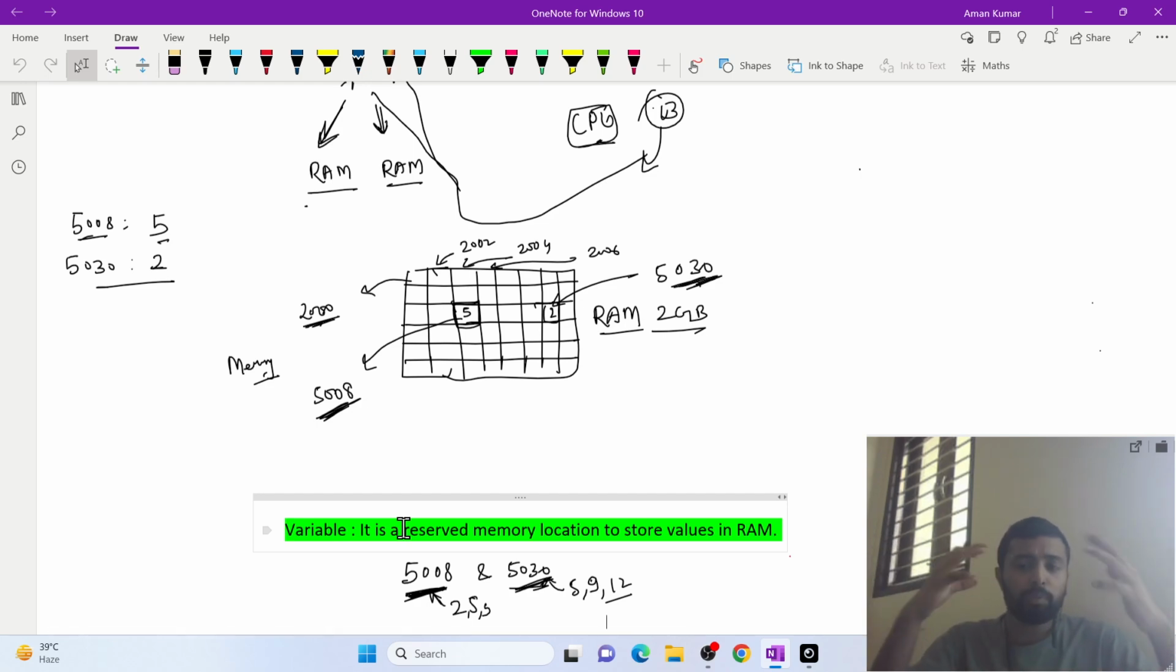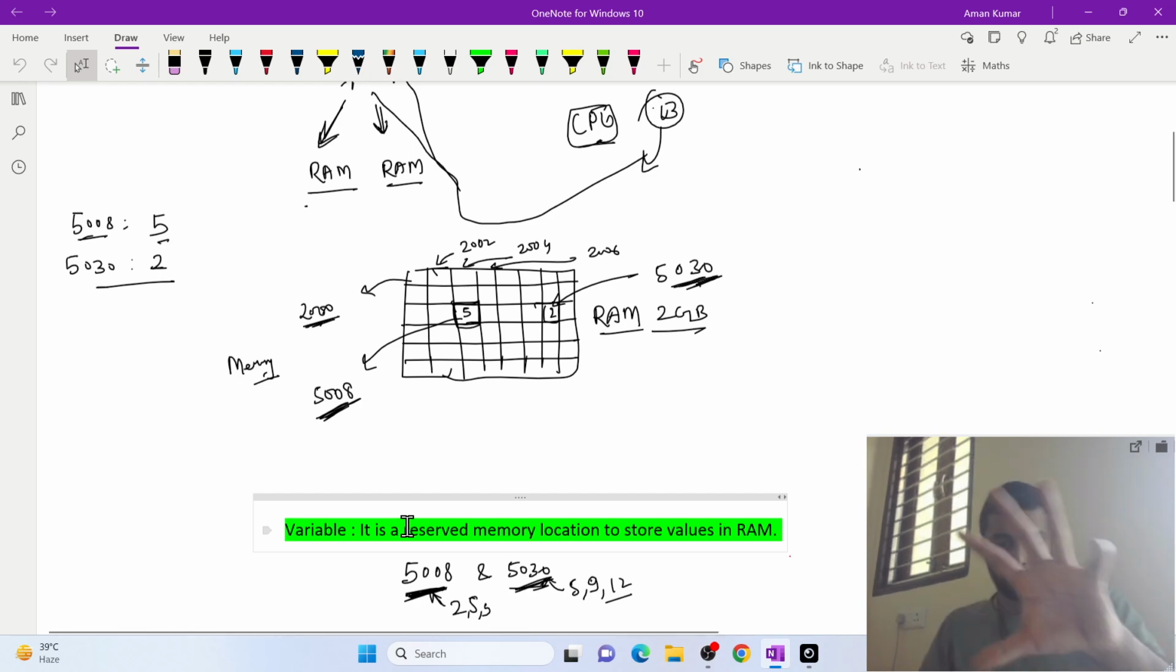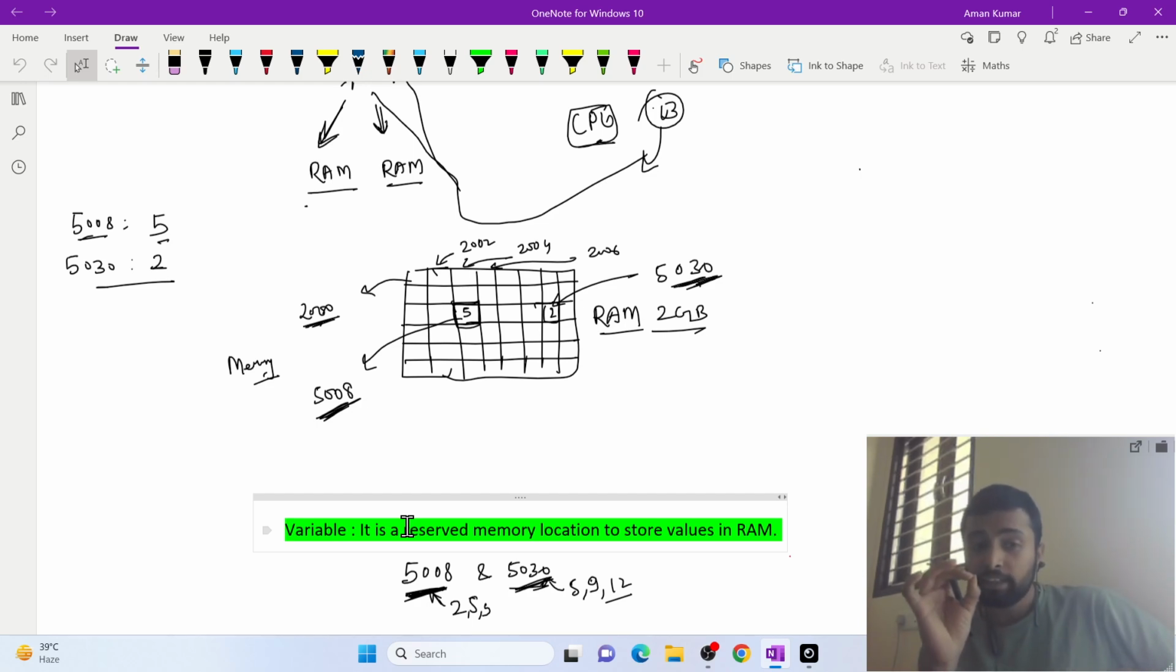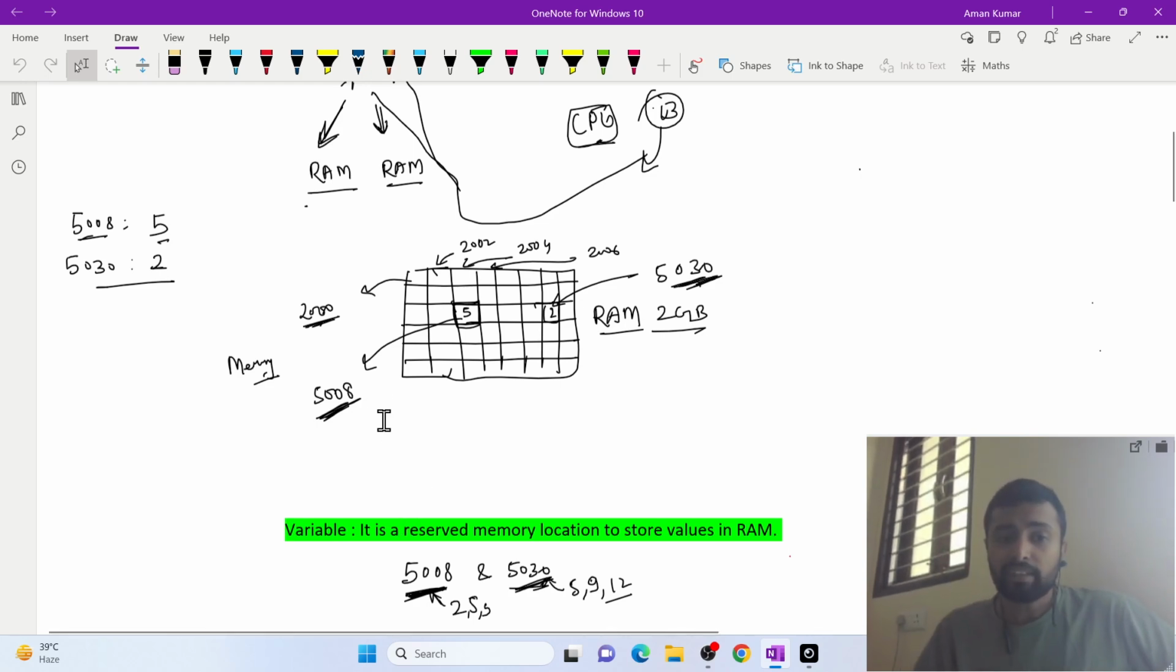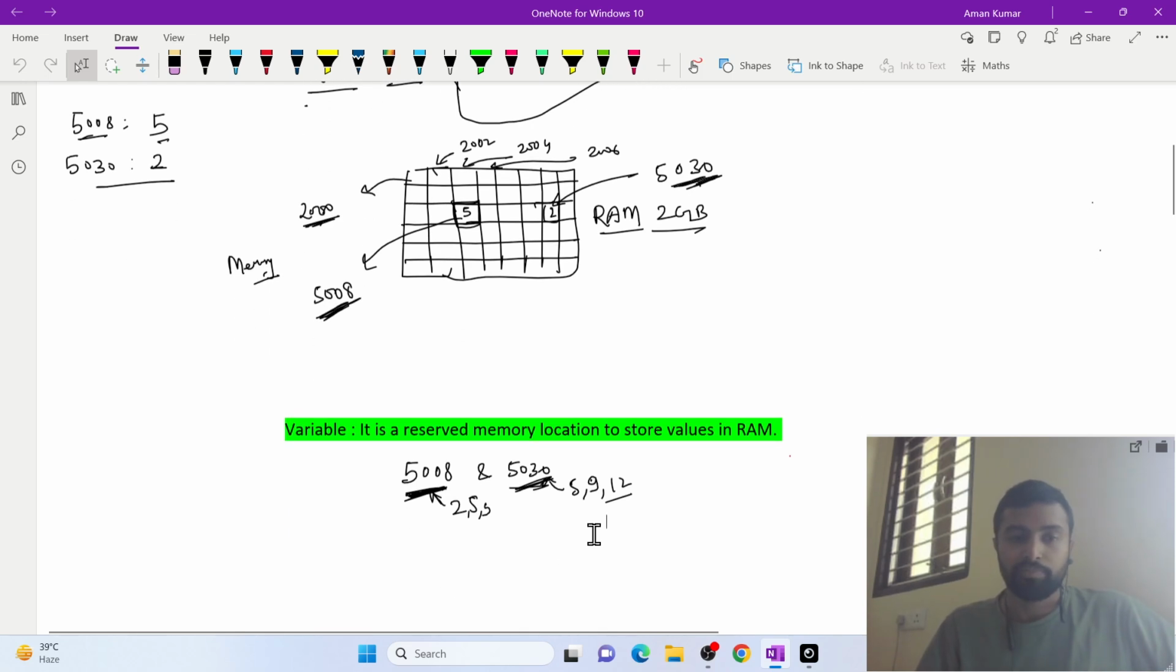Once people visualize the concept, the feeling that you will get can't be beaten by any other thing. That is the goal of explaining this whole story to you. So I hope you have understood what a variable is. Let me repeat it again. A variable is a rigid memory location to store values in RAM. So a variable is a memory location whose task is to store a value. I hope it is clear to you.